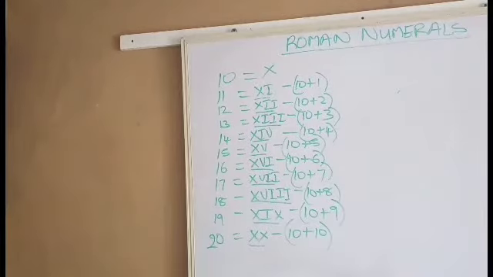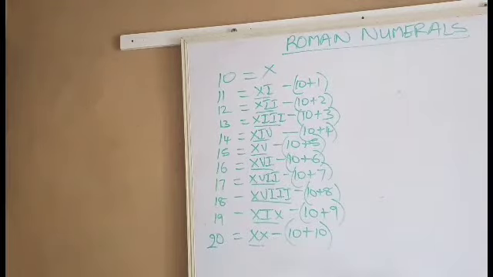So 10 is equal to X, 11 is equal to XI. That's like saying 10 plus 1. Now 10 plus 1 is equal to 11, and that's why you have XI, because I is 1 and X is 10. Then 12 is XII. Now 10 is X and II is 2. So you have 10 plus 2 is equal to 12. That's why you have XII.